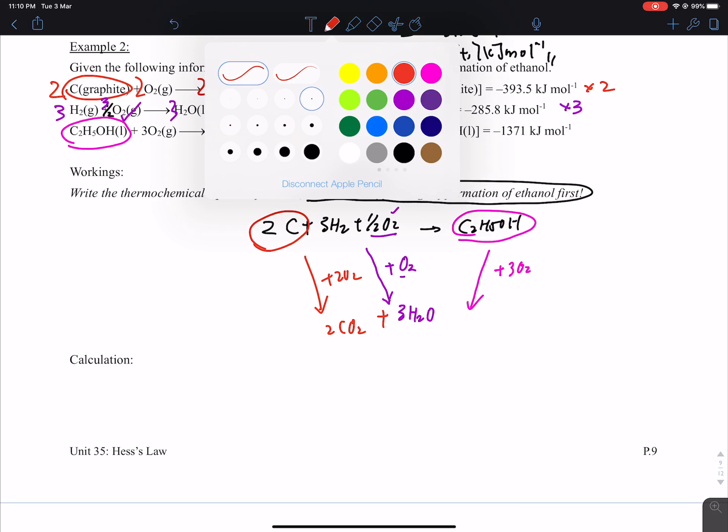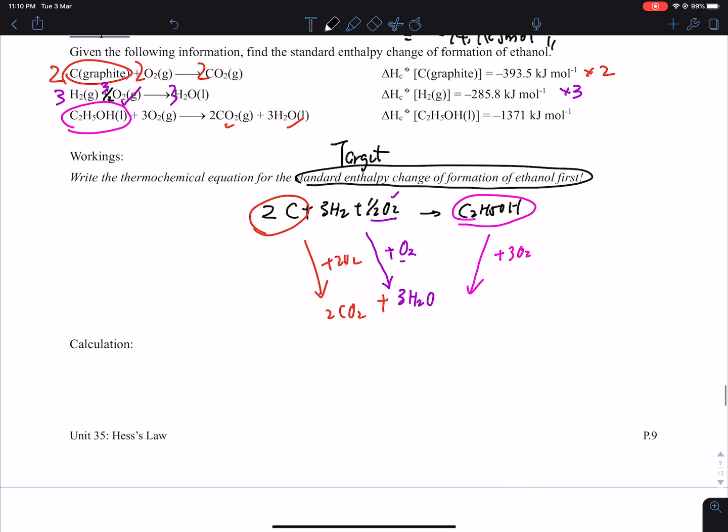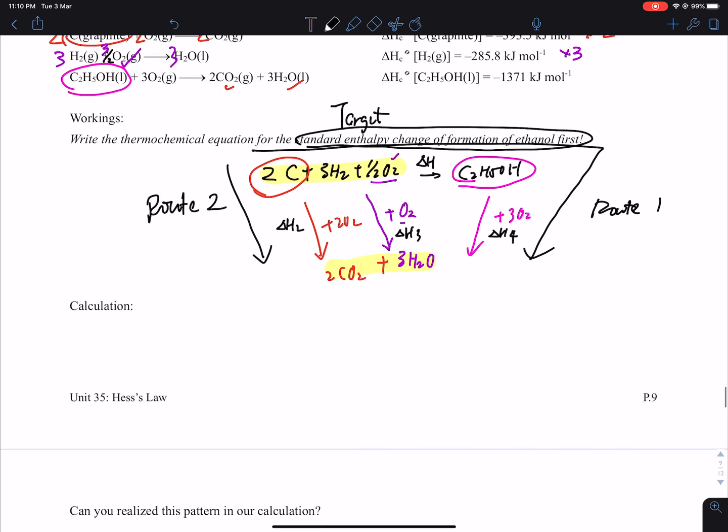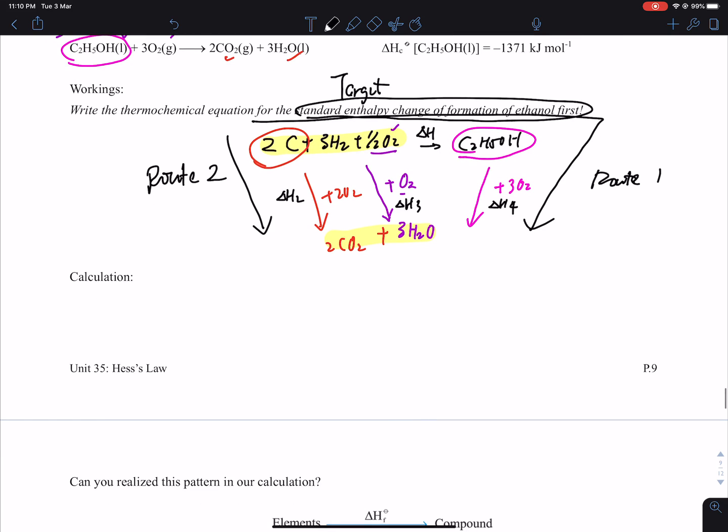Okay, let's do the same thing. Try to label them one by one: delta H1, delta H2, delta H3, and delta H4. Same, find out the same starting point and the same ending destination. So this is the starting point, this is the destination. You use route number 1 and you use route number 2 over here. So you can see they all come to the same destination from the same starting point.